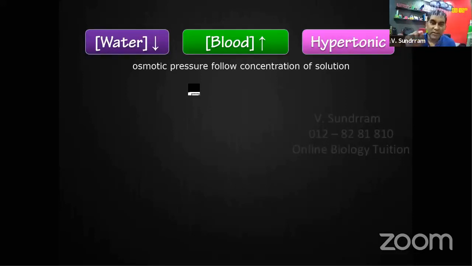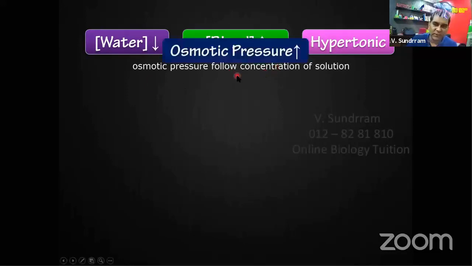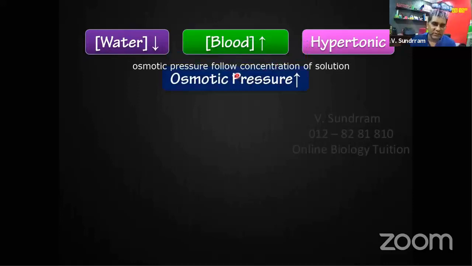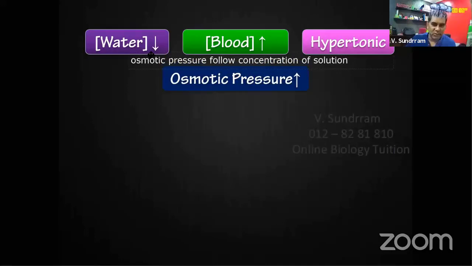What is the solution in this question? Blood. If blood concentration increase, osmotic pressure will follow the same direction. Osmotic pressure also increase. They follow the same direction. So osmotic pressure follows the same direction with concentration of the solution. Soalan ini blood. Blood concentration increase, osmotic pressure increase, 1 mark.